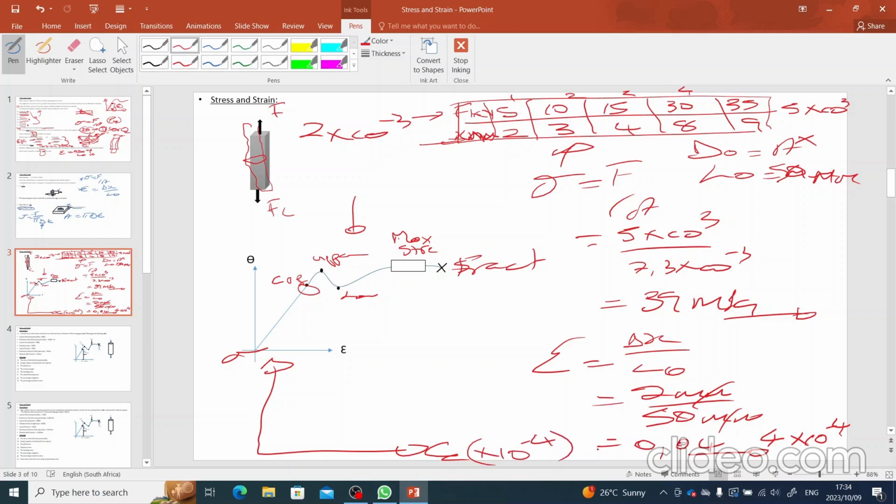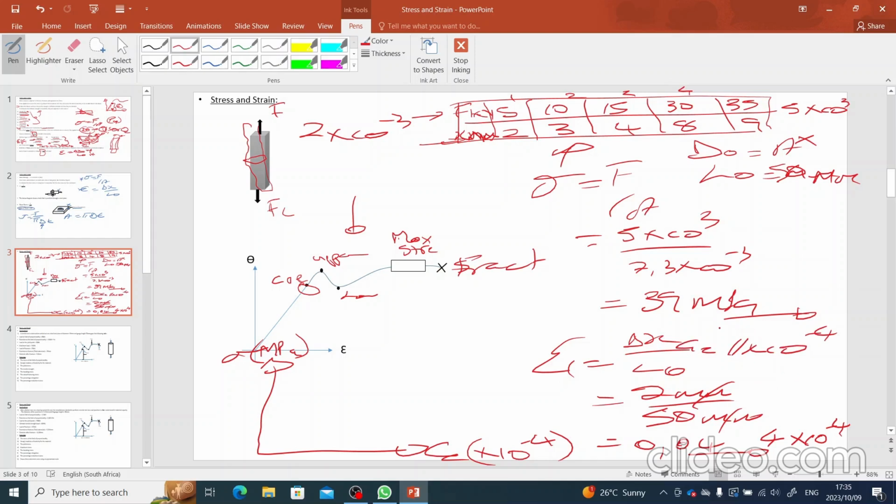that my strains are in exponential form. Then under your stress, you indicate it is megapascal. Why must you do this? This will help you in drawing your stress and strain graph, more especially in choosing the suitable scale. Now you have your strain 1, it is 4 times 10 to the power -4. Let's say strain 2 is 11 times 10 to the power -4. This is your strain 2.